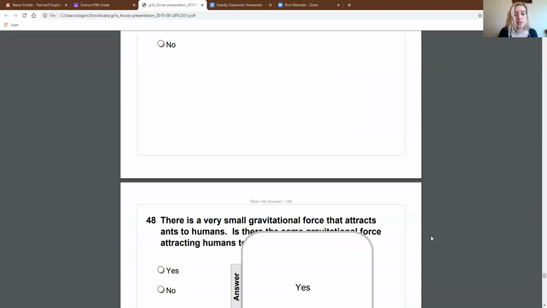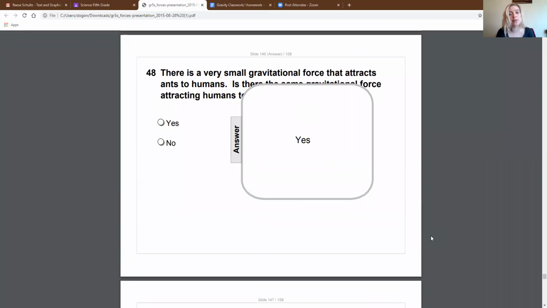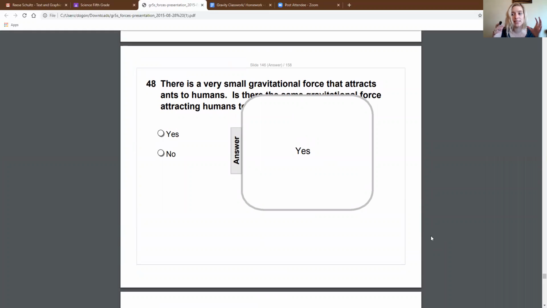Okay. If you chose yes, you are correct. Because like we said, the gravitational force is the same no matter the object. Okay. Everything is being attracted to everything else with the same force.